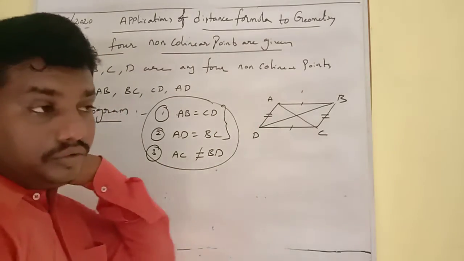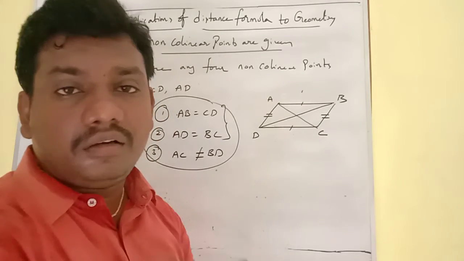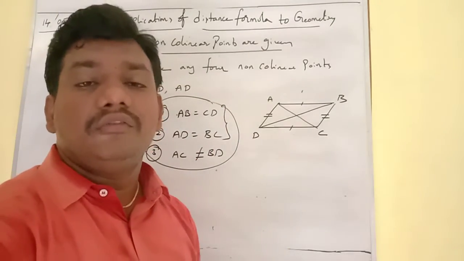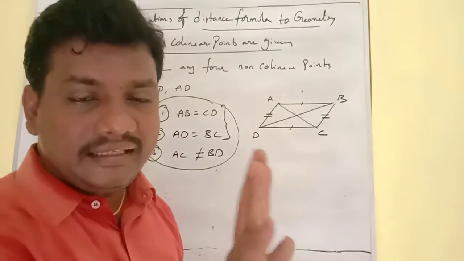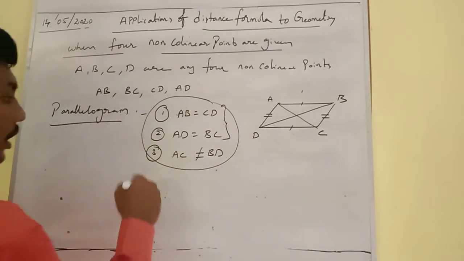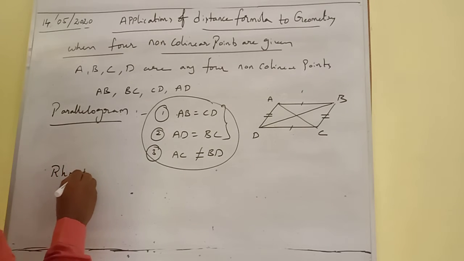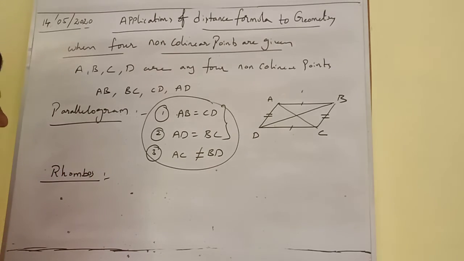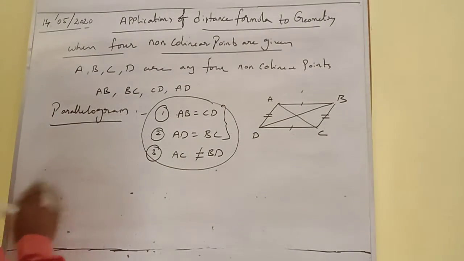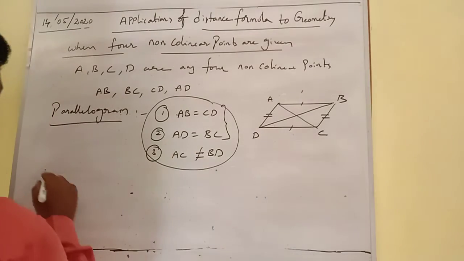So to check whether the given quadrilateral is a parallelogram or not, we have to find 6 distances. It is very important. We have to find 6 distances, 4 sides and 2 diagonals. Suppose another condition now, rhombus. Before going to the rhombus, we have to see the rectangle, because there is a similarity between parallelogram and rectangle. That's the reason why we go for the rectangle.